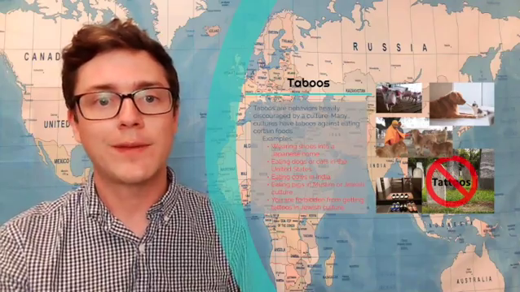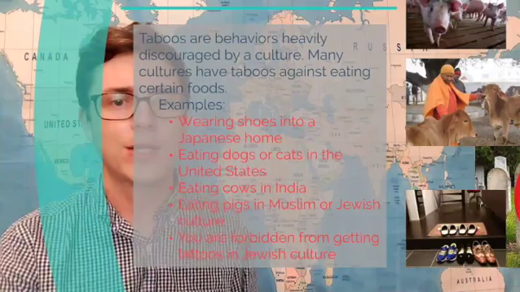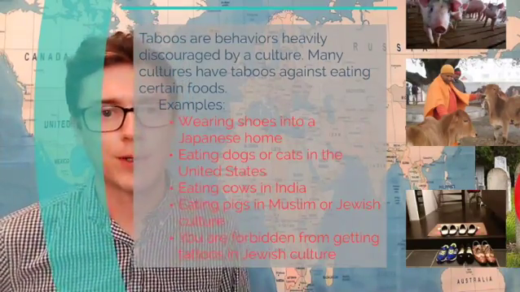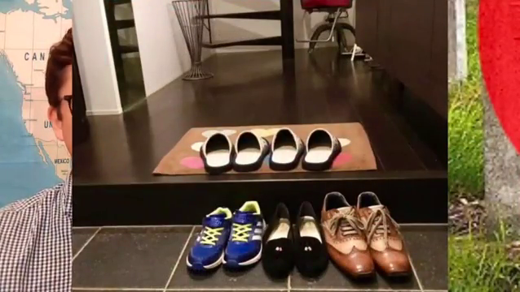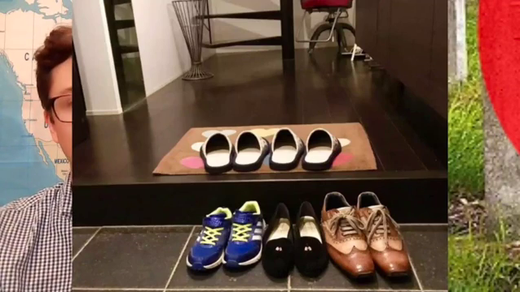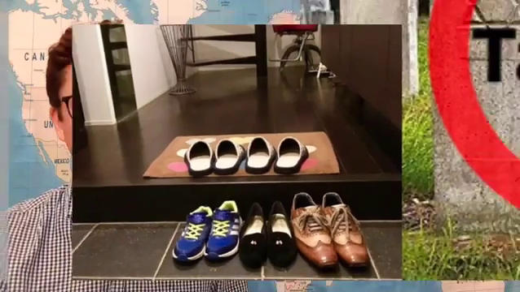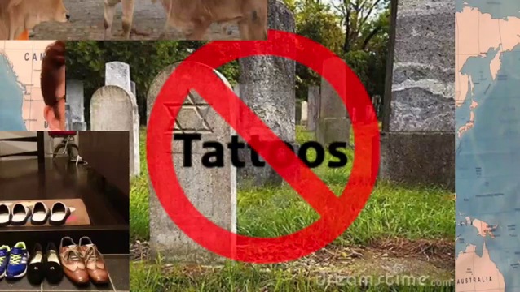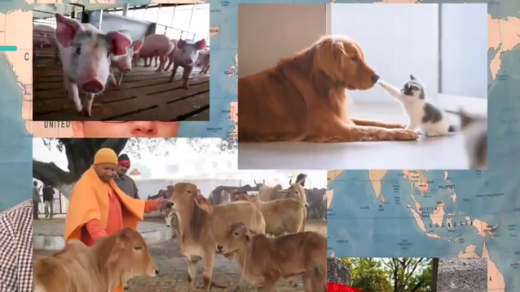So in cultures, we have taboos. Taboos are behaviors that are heavily discouraged by a culture. Many cultures have taboos against eating different types of foods. So here are examples. In Japan, people are supposed to take their shoes off and put on slippers as they enter a house so that they don't track dirt or other germs in from outside. Here in a Jewish cemetery, you're not supposed to have tattoos. So if you want to be buried in a Jewish cemetery, traditionally you are not supposed to have any markings on your skin. And then we see different food taboos.